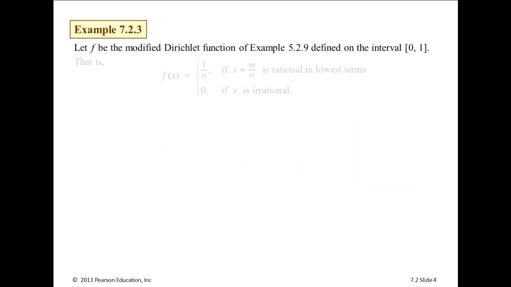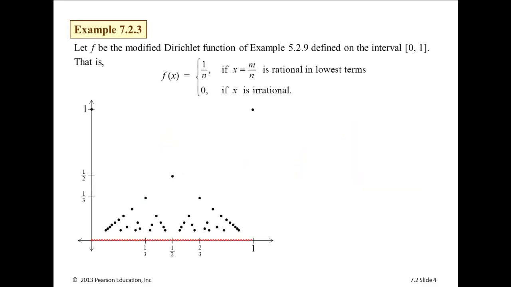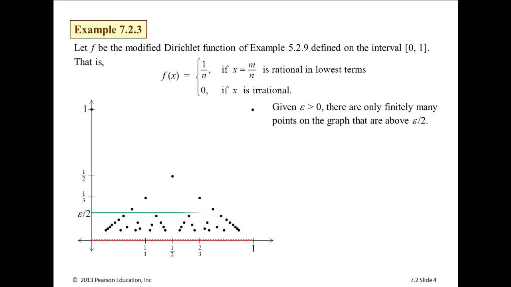In Chapter 7, I return to the modified Dirichlet function and show that it is integrable on the interval from 0 to 1. Once again, having the PowerPoint graph is very helpful. Given epsilon greater than 0, there are only finitely many points on the graph that are above epsilon over 2.